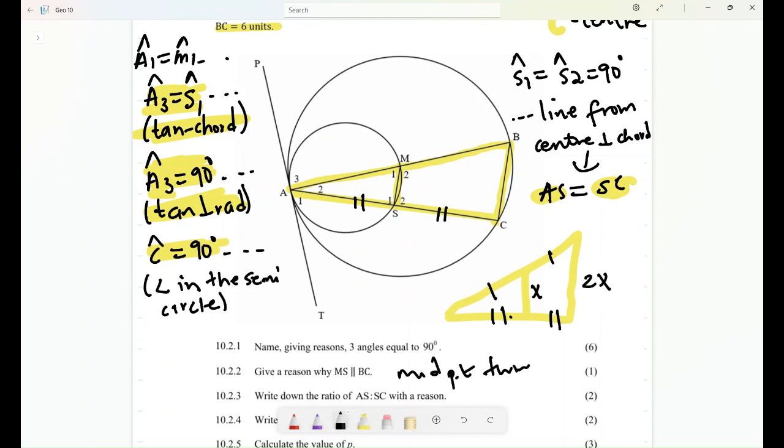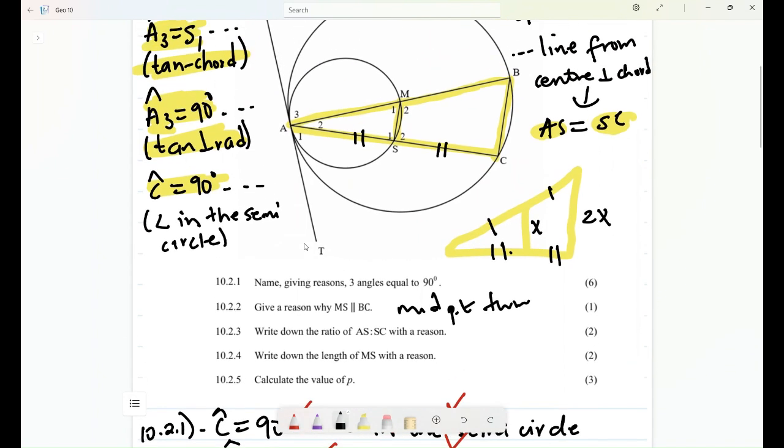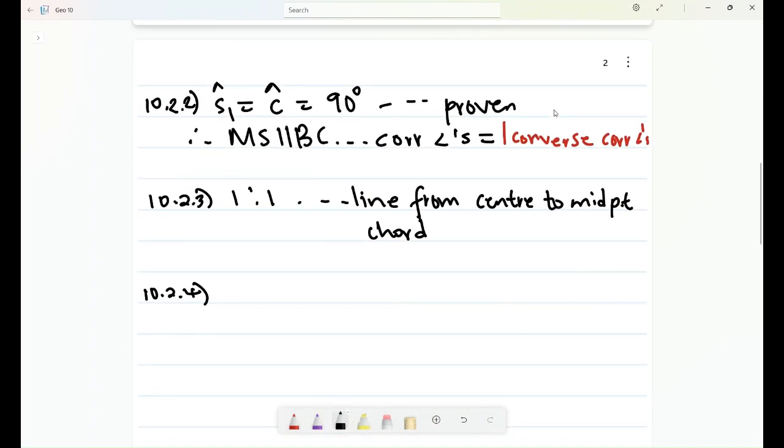But what is this length? What is BC? We know BC is 6 units. So what is the length of MS? The length of MS is going to be 3 units. Reason: midpoint theorem.